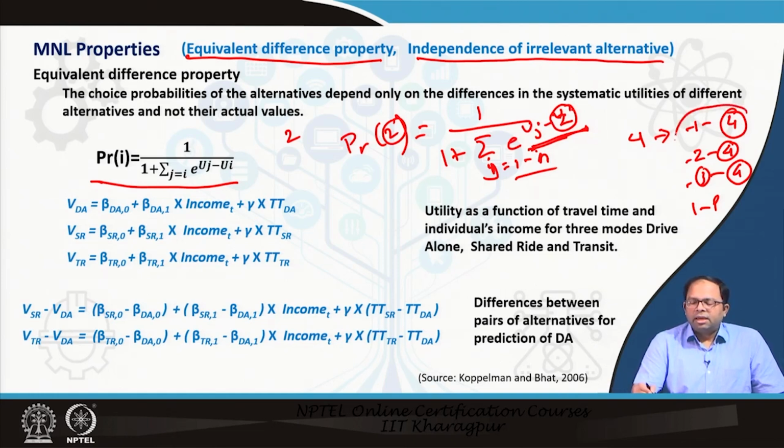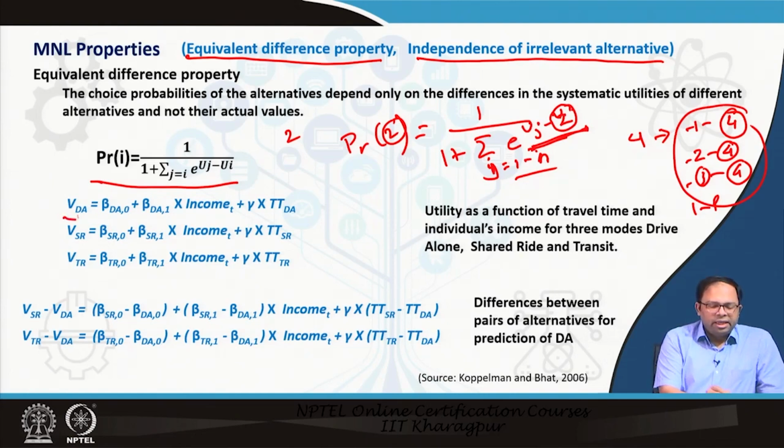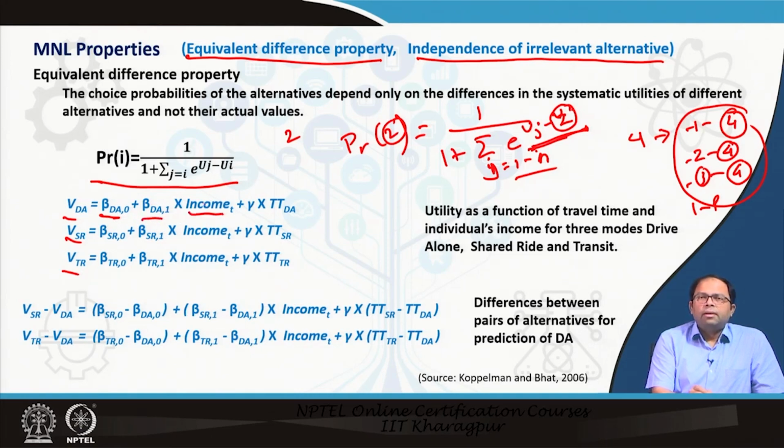So, that is how we can develop this multinomial logit model, and that is being shown over here, where V_DA, V_SR and V_TR, these are the utilities: DA is drive alone, SR is shared ride, and TR is transit. These are the three equations being shown. This is the beta 0 coefficient, this is the beta 1 coefficient, beta DA into income, that is the characteristic of the individual, and gamma TT_DA is the travel time of drive alone, then gamma TT_SR is travel time of SR, and gamma TT_TR is travel time of transit.